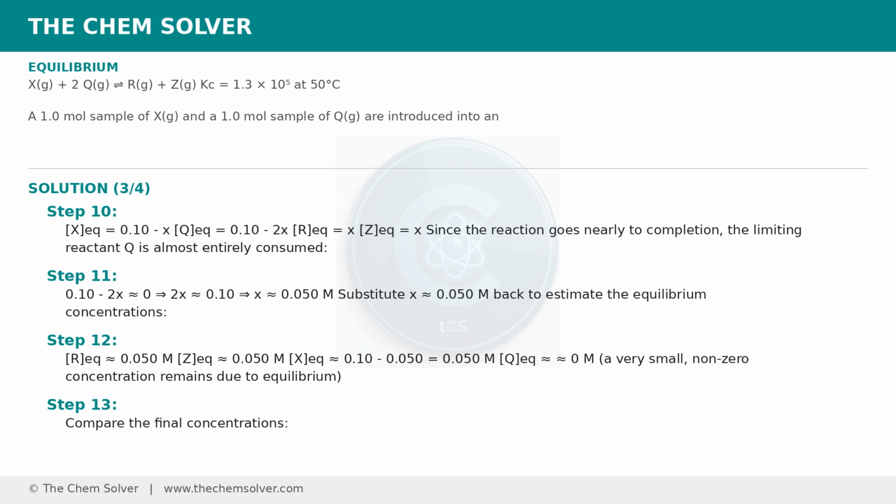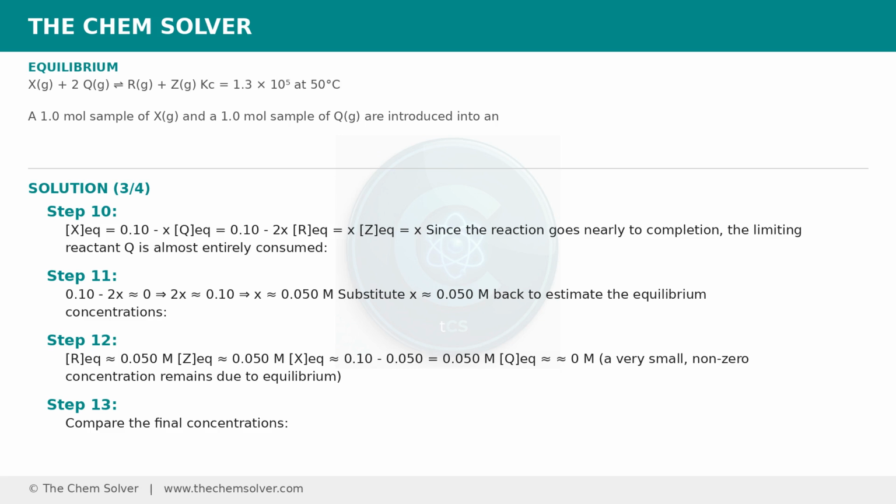Substitute x approximately 0.050 molar back to estimate the equilibrium concentrations. R at equilibrium approximately 0.050 molar, Z at equilibrium approximately 0.050 molar, X at equilibrium approximately 0.10 minus 0.050 is equal to 0.050 molar, Q at equilibrium approximately 0 molar. A very small, non-zero concentration remains due to equilibrium.